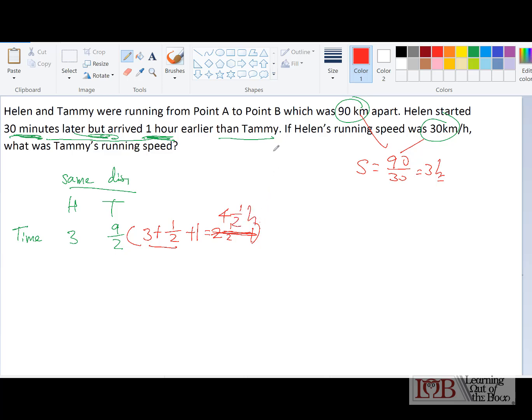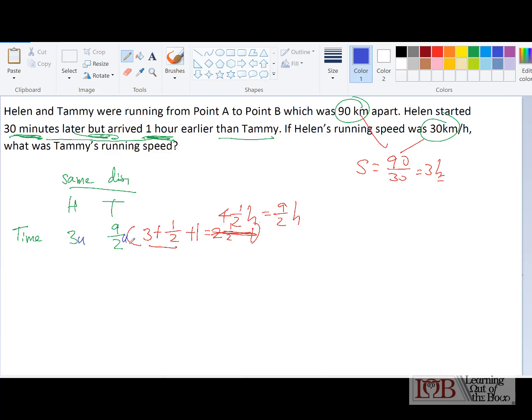Okay, because Helen actually started half an hour later, that means Tammy actually took half an hour more, right? And then arrived 1 hour earlier than Tammy, so Tammy actually took 1 hour more. So you have 4.5. Yeah, so again, in fraction, this is actually 9/2 hours. So again, the focus here is, once you have this relationship, you want to quickly put them as units.